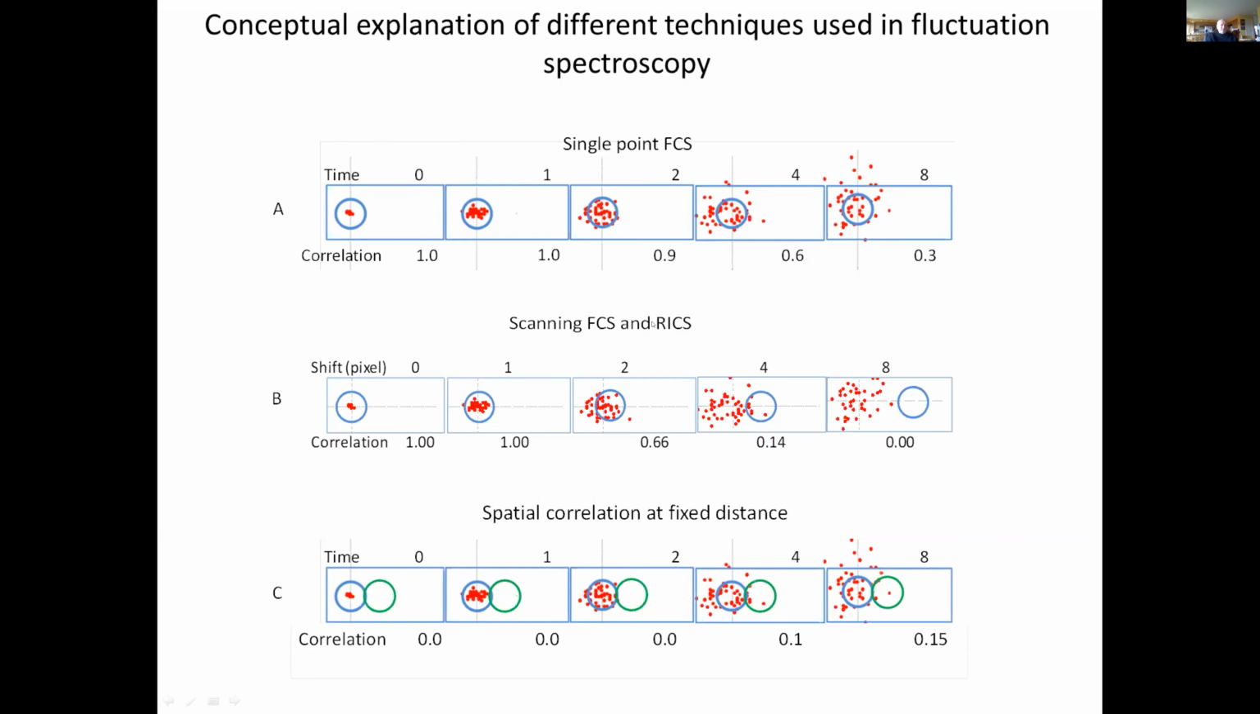Now in scanning FCS or RICS, instead of maintaining the point in the same location, we move the point. You see, I am moving the point. By moving the point, two things can happen. Either we move the point very slowly, and then it's about the same as point FCS, or we move the point fast, like Susanna was doing. Then we can have individual volumes, and by moving the point, you can still study the distribution. It starts from the same number of molecules, so it's supposed to be the same, but we're scanning the distribution. In the spatial correlation, at a single distance, we have two volumes, and we can see some of the molecules which are in one volume go into the next. Those are the basic ideas, shown in a graphical way, of the methods we use.